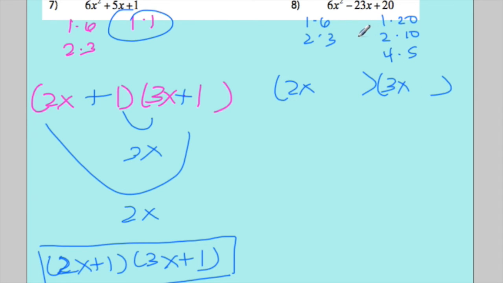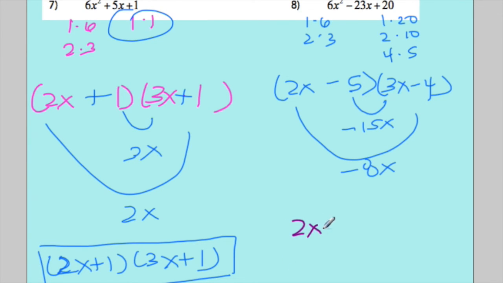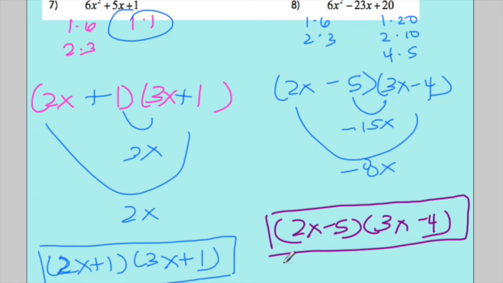Okay, so I think to myself, if I want to do that, could my 4 and 5 work? Well, if I put a 5 here, that would give me 15. So let's try it. This gives me 15x. And if I put my 4 here, that gives me 8x. 15 plus 8 is 23. I want it to be a negative, so I'd make them both negative. So negatives here. And so this would be my answer. I would have 2x minus 5 times 3x minus 4. Okay, so there is our factoring.